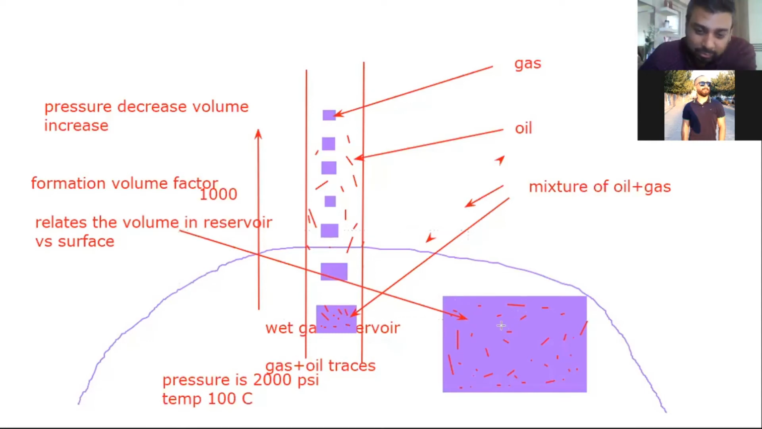After we drill the well, we want to take out this fluid to the surface. When this fluid moves from this reservoir towards this place, the pressure is declining. In the reservoir, pressure is 2000, but as it reaches the surface, the pressure is declining. Because of the pressure decline, whatever liquid was inside this gas is coming out and making a separate phase.